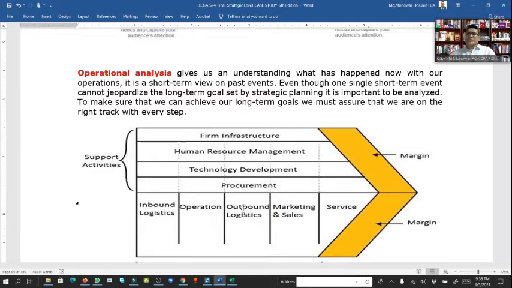So that's why in cost accounting, management accounting or supply chain management, we use effective inventory management, and different types of inventory management happen. That is also part of the operational analysis.